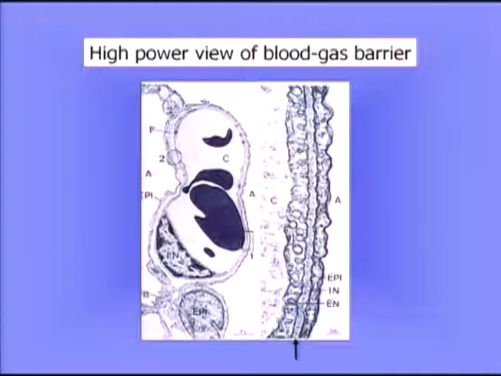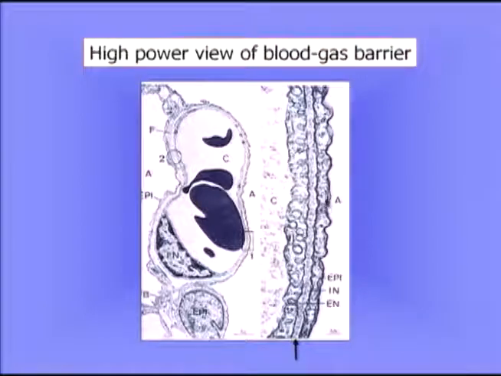And here we see a very high-power view of a section of the barrier. We've actually seen this before. This is the slide we saw just previously, and it's been turned on its side, and the microscopist has chosen an area of the blood-gas barrier there and enormously magnified it here. And I can see, and maybe you can, that the bar here is only 0.4 of a micron, so we're at a very high magnification.